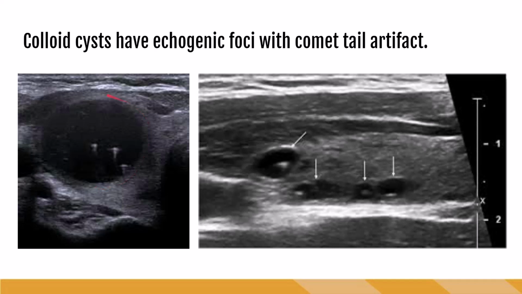In this example on the left, we can see that we have a nice smooth-walled anechoic structure with through transmission, but then we have these internal echogenic foci that kind of look like they're smeared down the image. And that's that comet tail artifact coming off the echogenic foci. So this is a colloid cyst. This is a little bit of a larger one. I would say more commonly we're going to see a bunch of little ones scattered throughout the thyroid tissue. Oftentimes it's just one little echogenic foci with that comet tail artifact in the middle of a small anechoic circle.